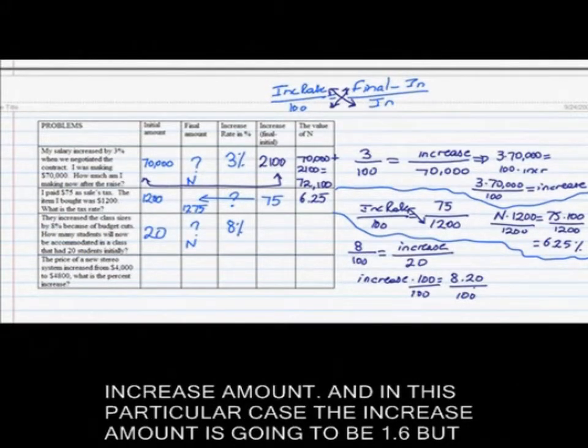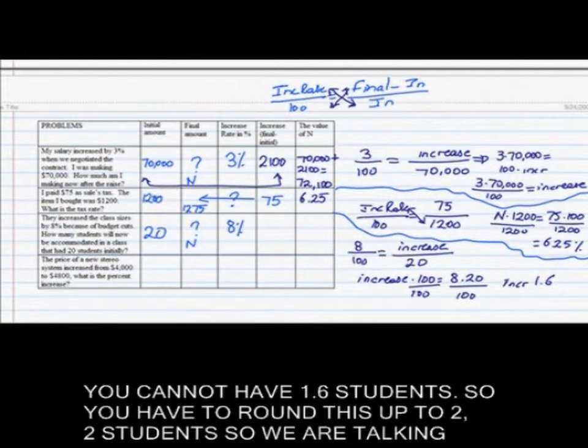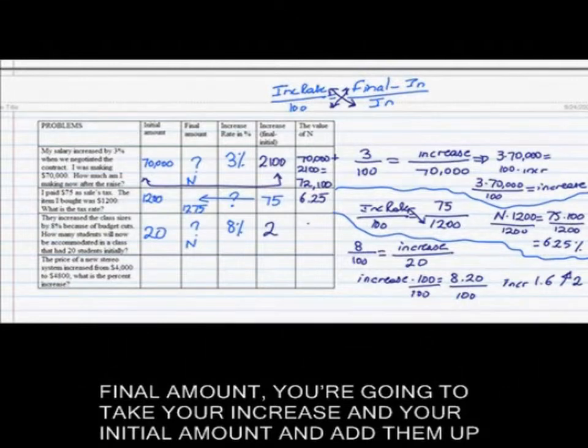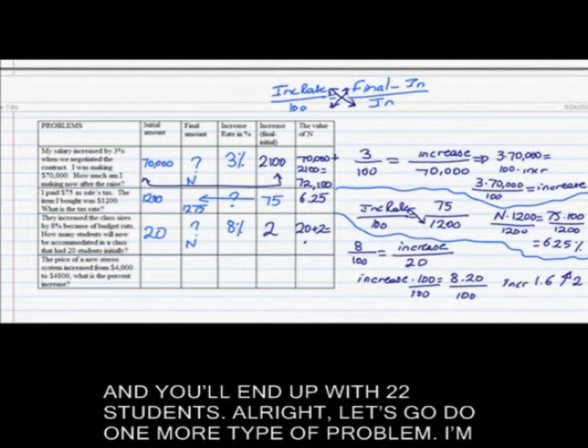And in this particular case, the increase amount is going to be 1.6, but you cannot have 1.6 students, so you have to round this up to 2 students. So we're talking about the increase of 2 students here. Then what do you need to do when you want to find the final amount? You're going to take your increase and your initial amount and add them up, and you'll end up with 22 students.